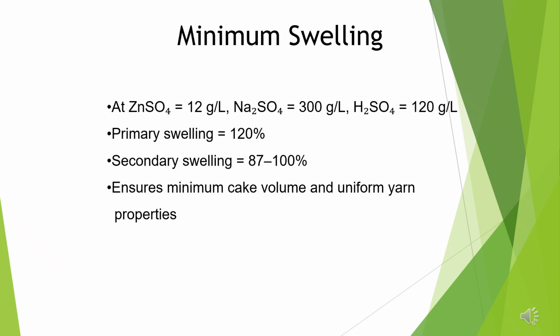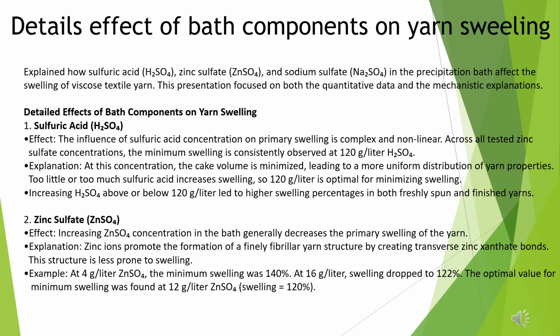The optimum bath composition was found at 120 grams per liter sulfuric acid, 300 grams per liter sodium sulfate, and 12 grams per liter zinc sulfate, yielding minimum swelling and uniform yarn properties. Detailed effects of bath components on yarn swelling. 1. Sulfuric acid, H₂SO₄.